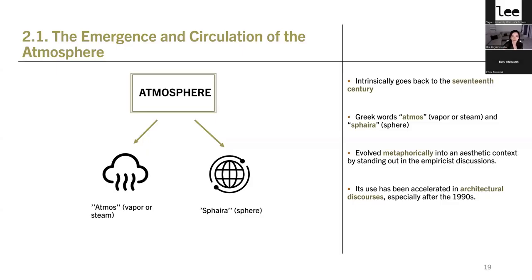So the atmosphere as a term referring to the meteorological sense actually goes back to the 17th century, and it has been derived from the Greek words atmos, meaning vapor or steam, and sphaira, meaning sphere in English. The atmosphere in etymological respect points out the meteorological concept bestowing and sustaining our lives and existence.